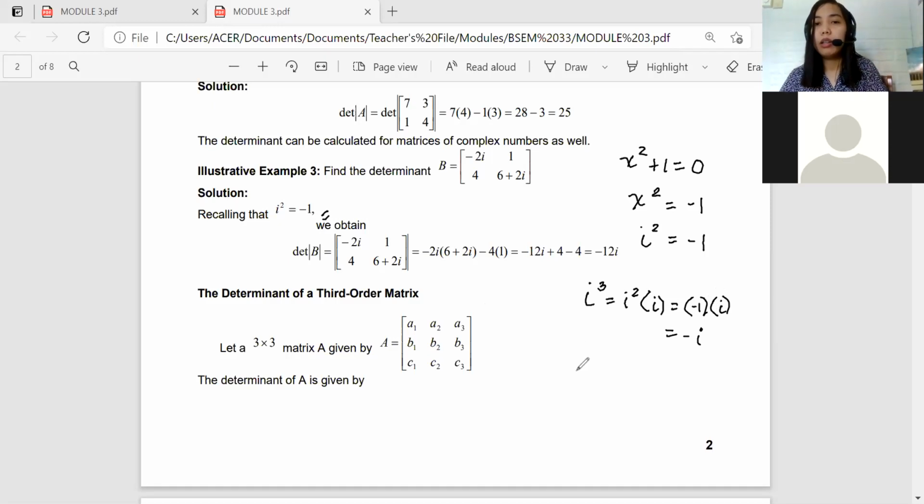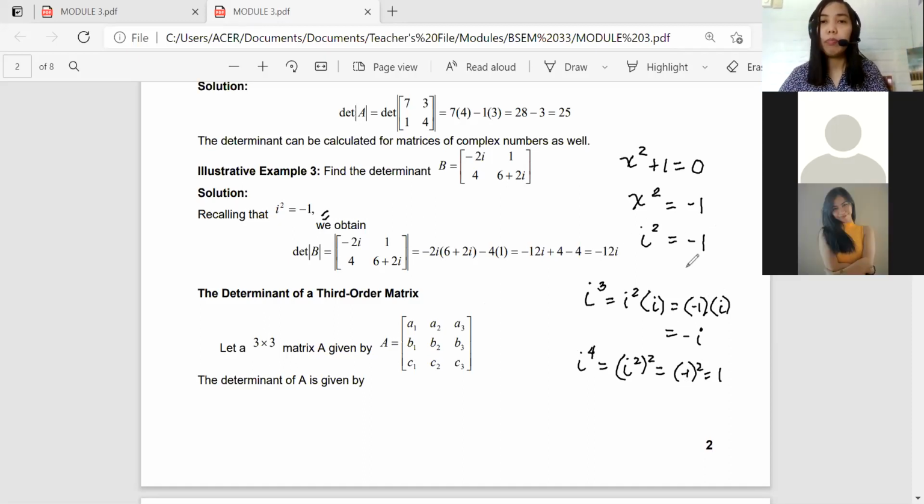And i to the fourth is equal to i squared times i squared, right? So -1 times -1 is equal to 1. Therefore, i to the fourth is equal to 1. But so far, you will just encounter i squared. This is just a recall.